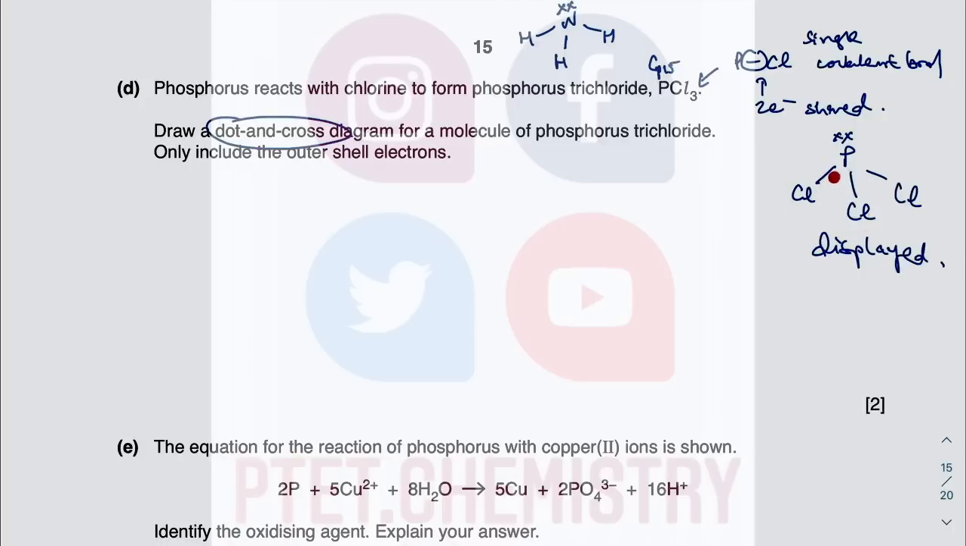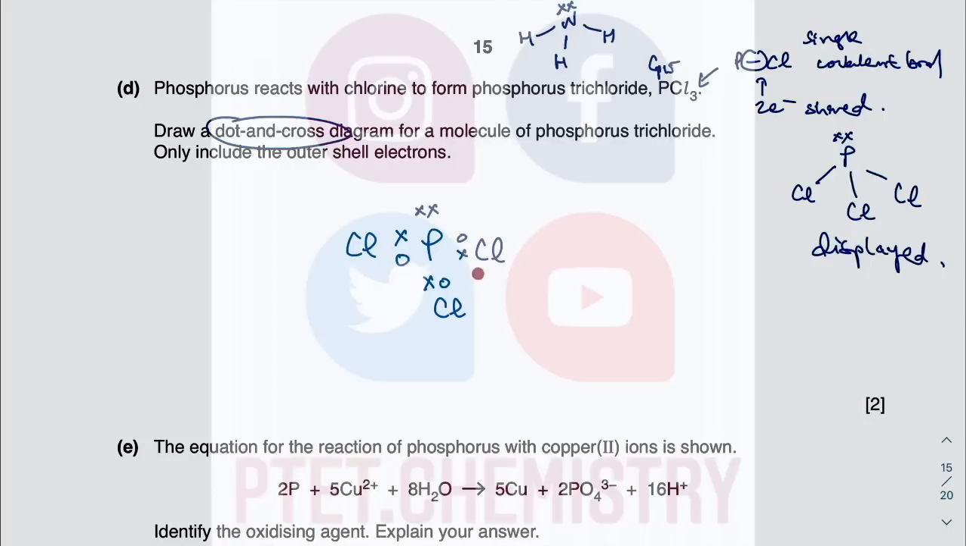I know this is 2 electrons. So if I do cross for phosphorus, so that means dot for chlorine, I should have a cross and a dot, a cross and a dot, a cross and a dot. Now I can start drawing my dot and cross. Okay, phosphorus is in group 15. 1, 2, 3, 4, 5. Single covalent bond, single covalent bond, single covalent bond.